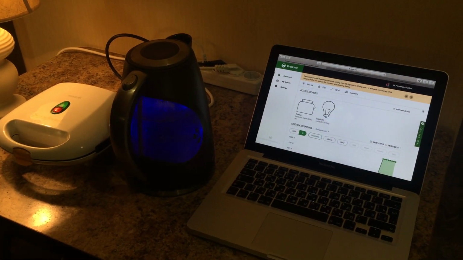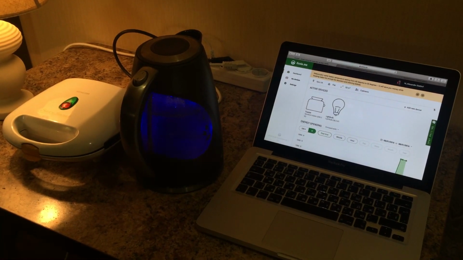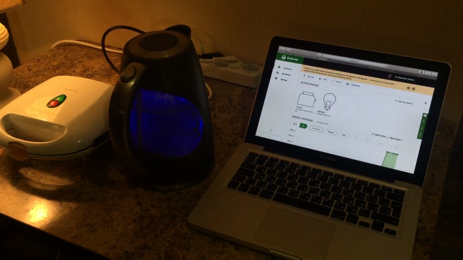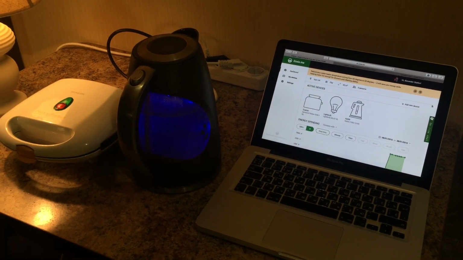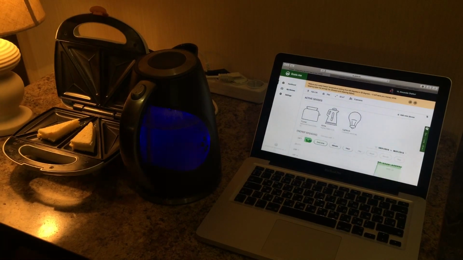You can see that the sandwich maker was detected. And let's wake it up. The kettle was detected too. And my sandwiches are almost ready.